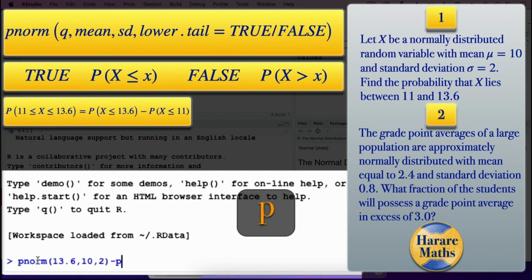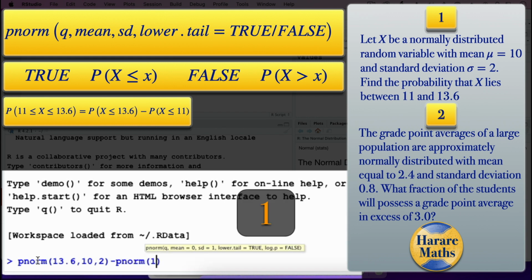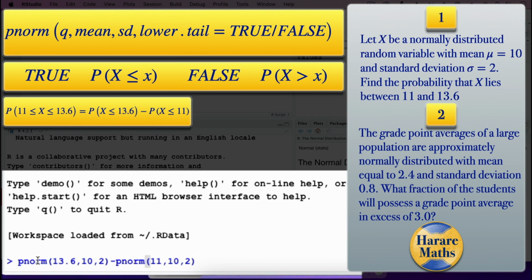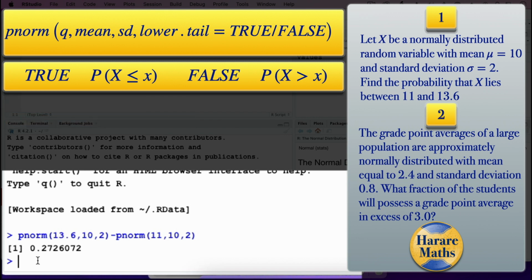That probability there will be given by pnorm, open parenthesis, I type in my 11, and then the mean is 10, and then the standard deviation is 2. And again here I don't need to specify the lower tail, because by default it assumes that lower tail is true. I press enter, and then it will give the value as 0.2726072. So what you are having there is that the probability that X lies between 11 and 13.6 is 0.2726072.